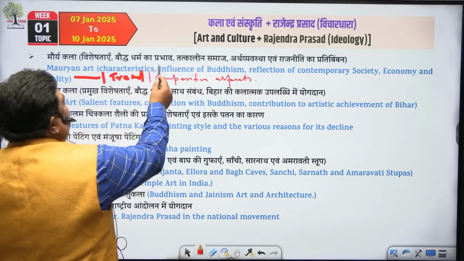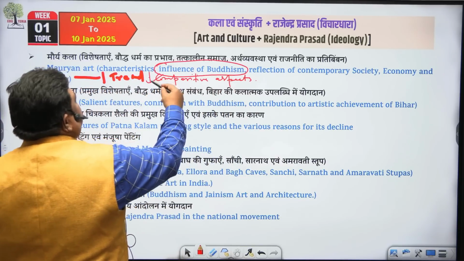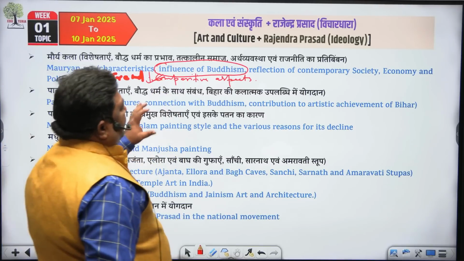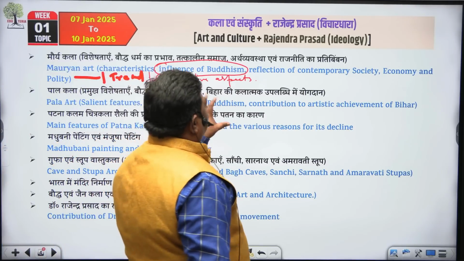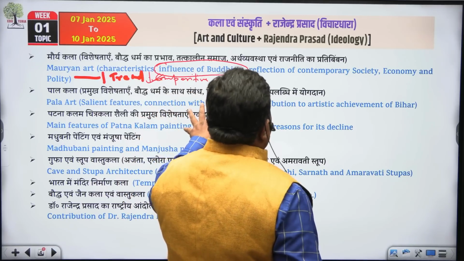As you know, it is largely influenced by Buddhism. Whether it is the caves of Barabar or whatever belongs to the Mauryan period, it is largely influenced by Buddhism.